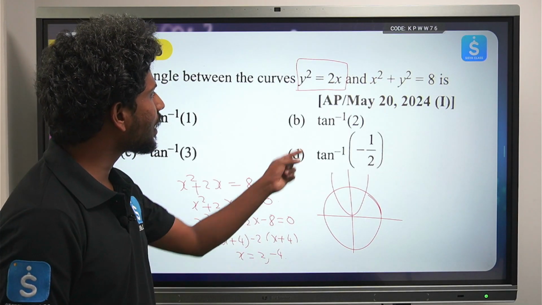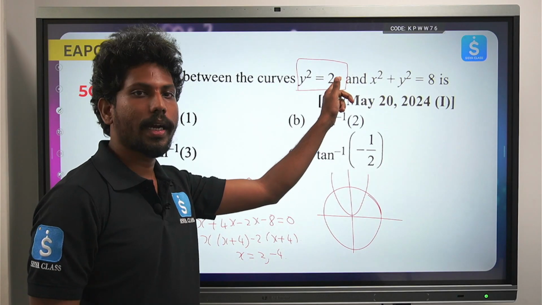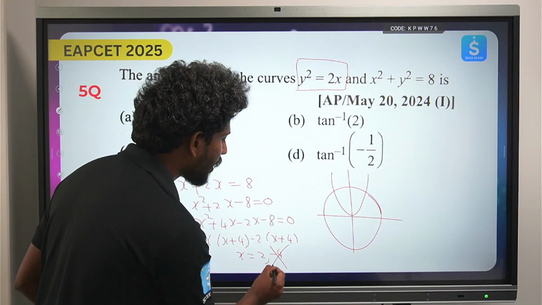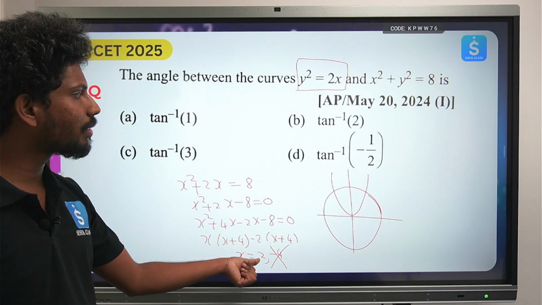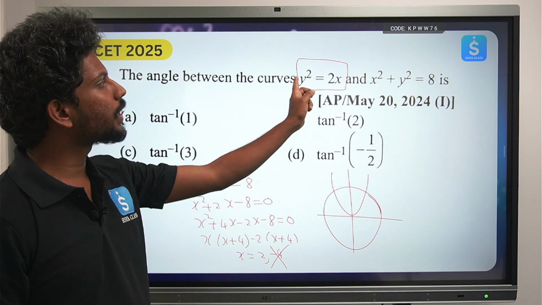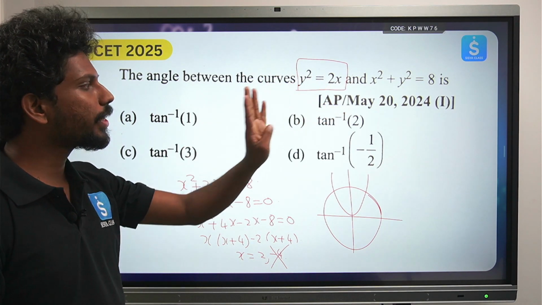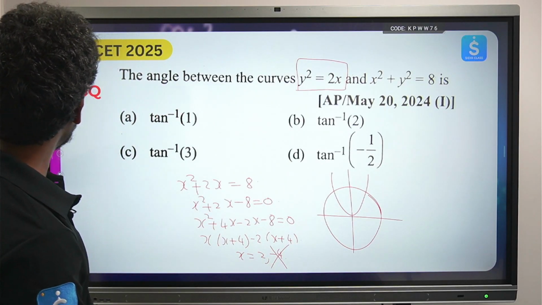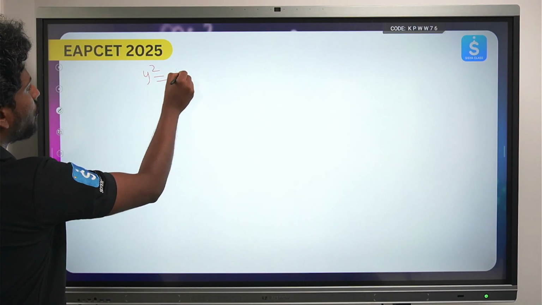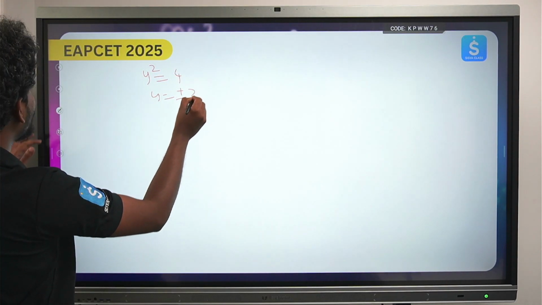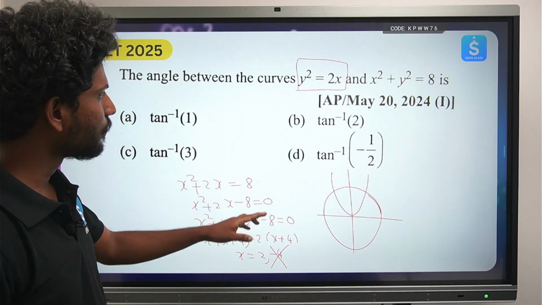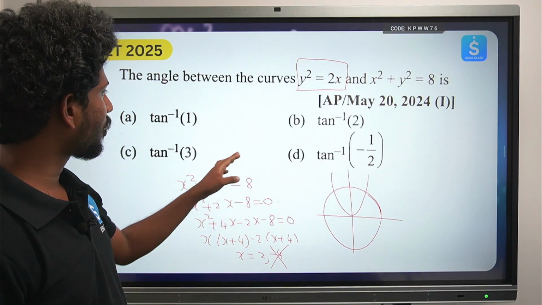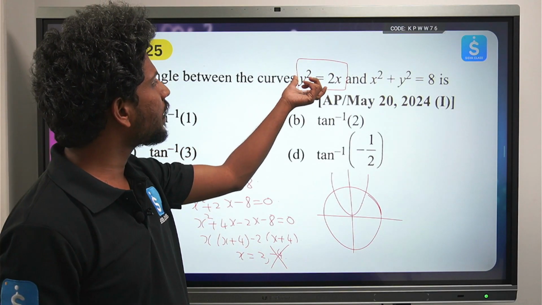Suppose I take x equals minus 4, then what happens? 2 into minus 4 minus 8, y square can never be negative. So hence we are discarding the option x equals minus 4. I am left with x equals 2. Now substitute: y square equals 4, then you will get y equals plus or minus 2. Now from here, can you find the dy by dx?